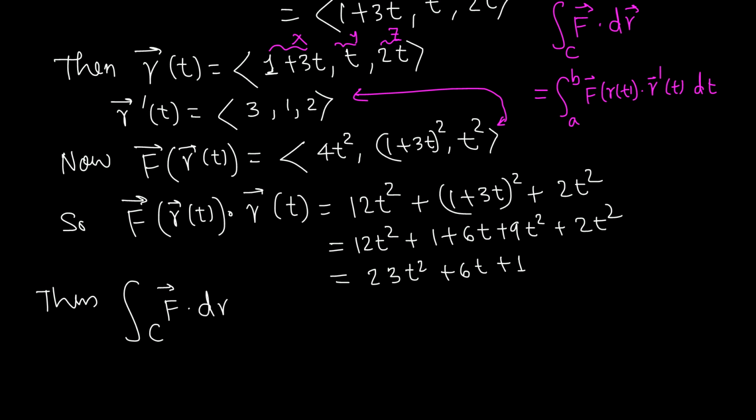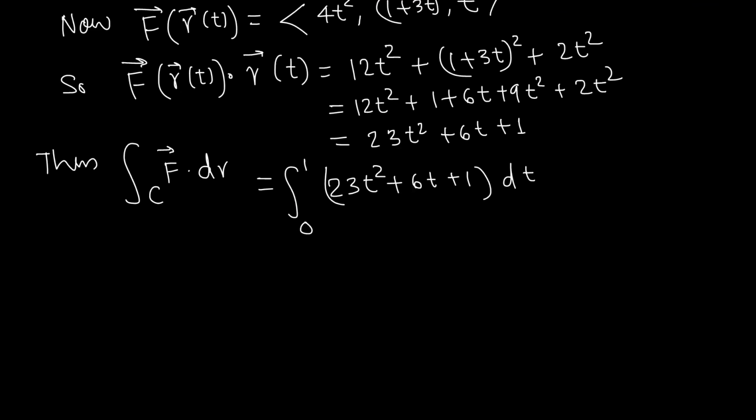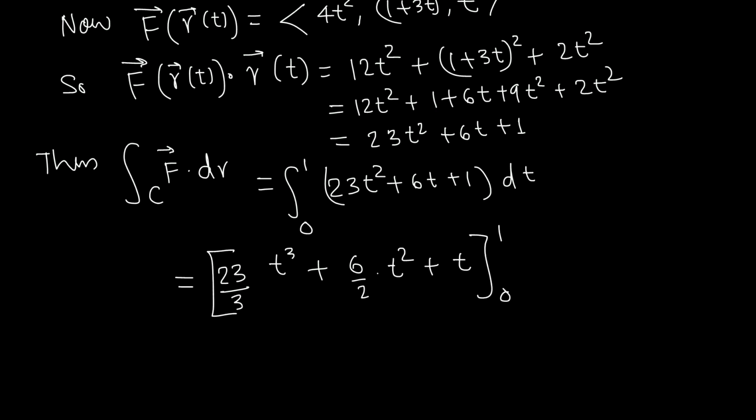Okay, thus the line integral we are asking for, this is the same as the parameterization, and that is always from 0 to 1 the way we did. So the integral from 0 to 1 of this dot product we found here, 23t squared plus 6t plus 1, with respect to t. Now back to Calculus 1, easy. Antiderivative of the first, 23 t cubed over 3, I can write here by the way, plus 6 times t squared over 2, plus t, and we need to evaluate from 0 to 1.